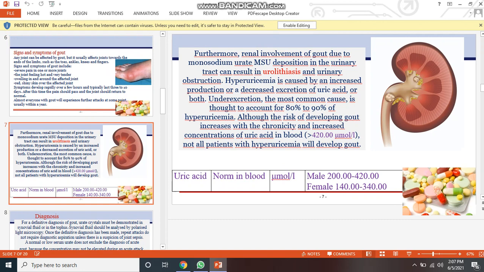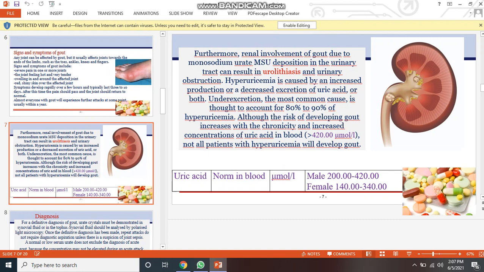And we can say uric acid, or both. Under-excretion is the most common cause, thought to account for 80% to 90% of hyperuricemia. Although the risk of developing gout increases with the chronicity and increased concentration of uric acid in blood, about 420 versus less than 420 micromole per liter, not all patients with hyperuricemia will develop gout.